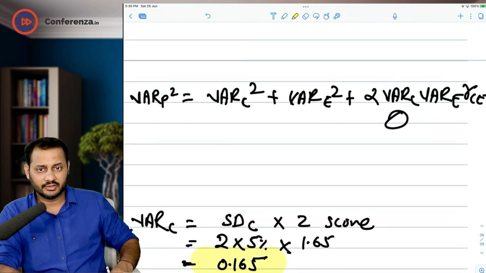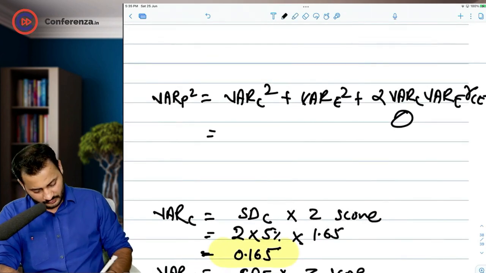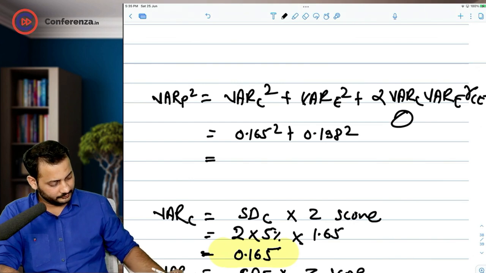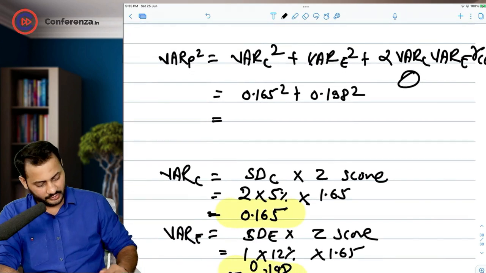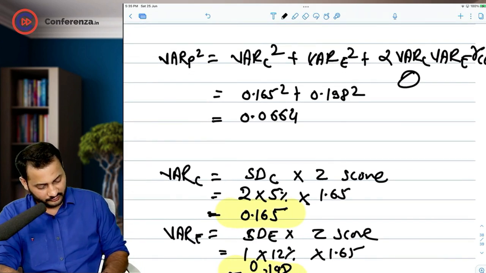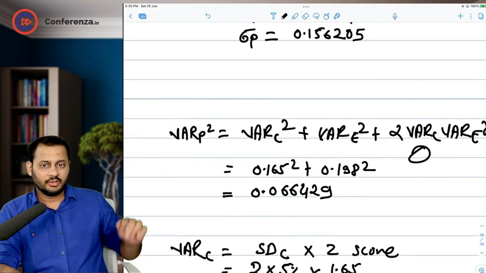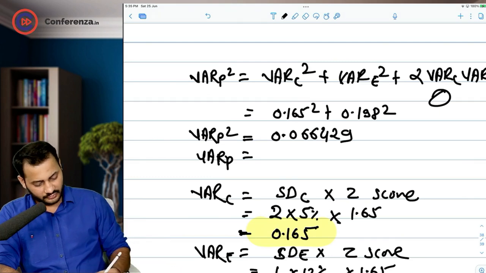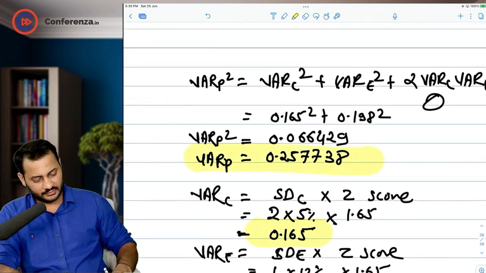Now you have two figures for VAR of the Canadian dollar and VAR of the euro. You can put these figures in this formula. 0.165 squared plus 0.198 squared. Let's just write it down. And the total goes to 0.066429, the VAR of the portfolio squared. And if we do the square root of this figure, we will get an answer of 0.257738. Again, the same answer.